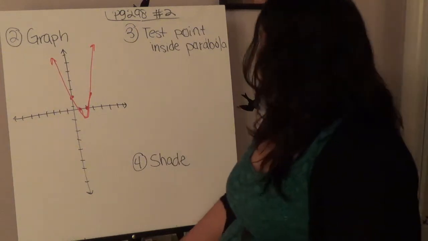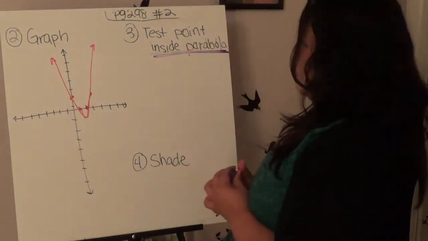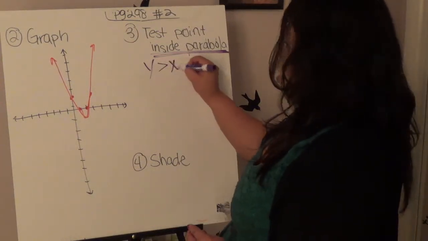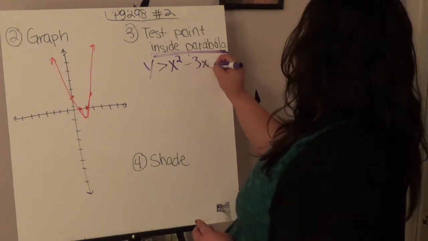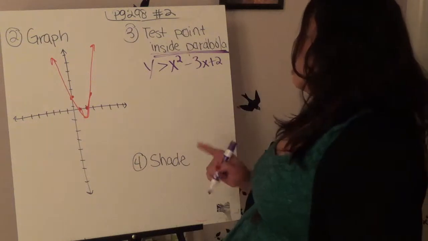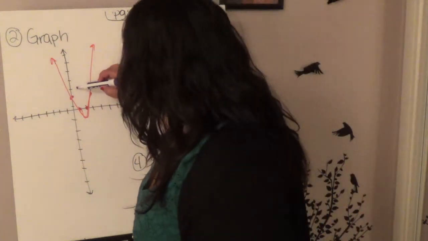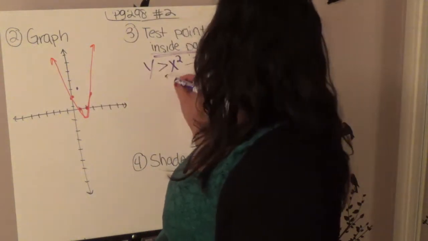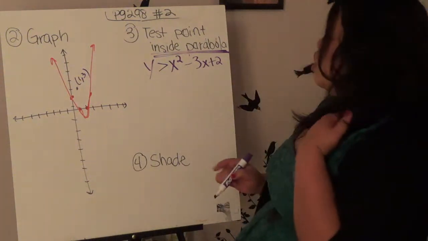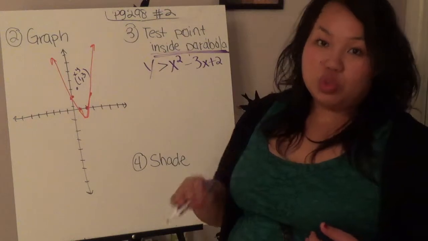So I'm going to pick a point. It has to be inside the parabola. Okay? Our original equation is y is greater than x squared minus 3x plus 2. So once you've graphed it, you're going to go back to the inequality sign, and I'm going to choose a point. Let's choose this point right here. This is 1, 3. That's on the inside. This is my x, and this is my y. I'm going to plug it in here, and I'm going to see if it's true.